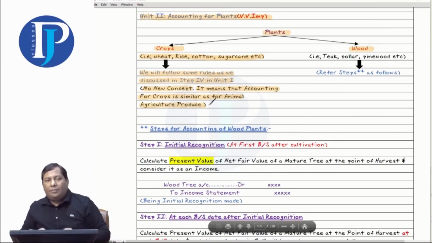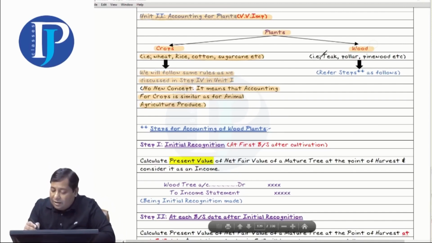agricultural produce too. But when we talk about wood, like the teak tree, poplar or pine wood, there is a slight hassle with this. So you need to follow these steps. We had a question in the study material. I made you do it in the RTP too.